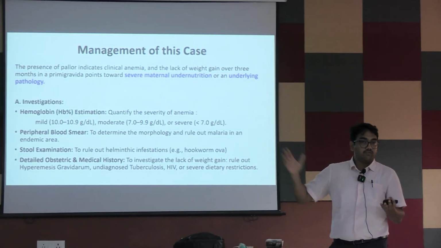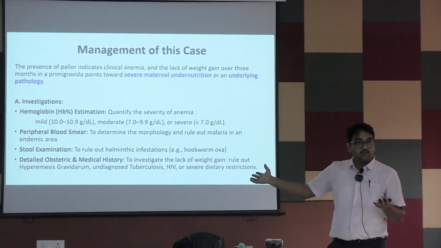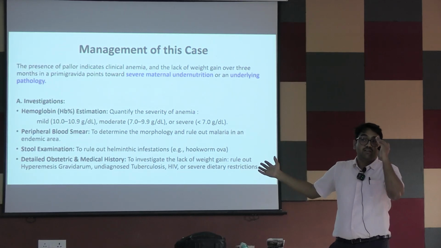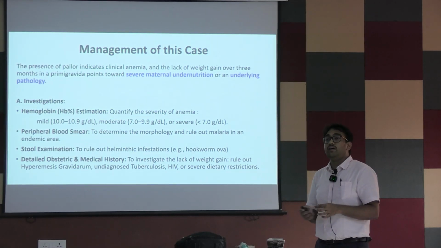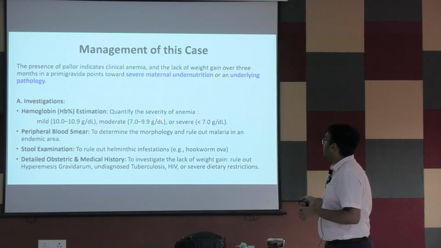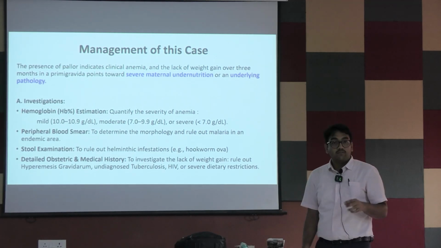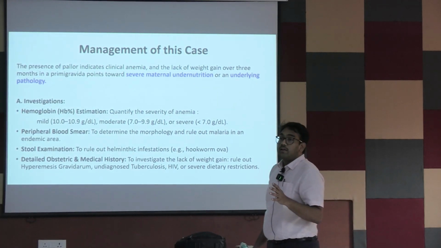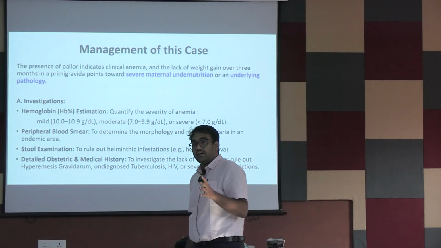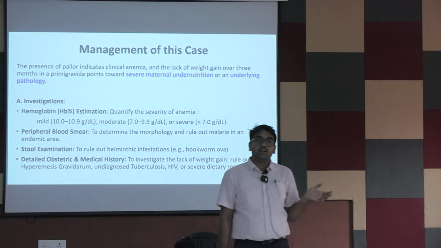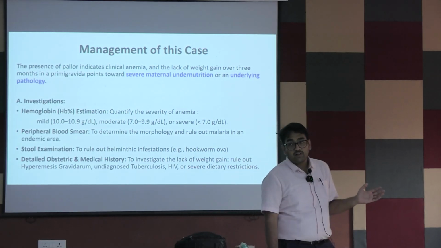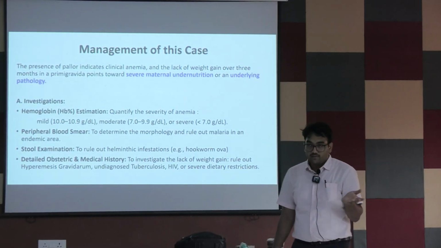She has pallor, so definitely we will go for hemoglobin estimation, and by hemoglobin we will classify the severity of anemia. As we know, in pregnancy we classify anemia as mild, moderate, severe. If the hemoglobin is 10 to 10.9, we classify it as mild. From 7 to 9.9 it is moderate, and below 7 it is severe, isn't it?